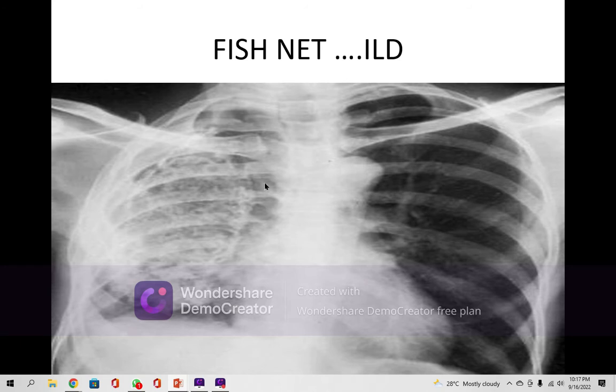Fishnet appearance, like this. Fishnet appearance is seen. In this case there is a lot of nodulation here. Inside, a big opacity is present, and in between there are air bronchograms seen. Fishnet.